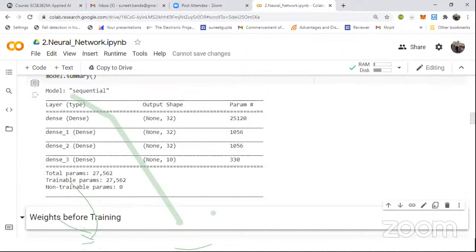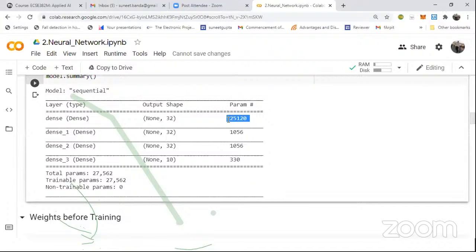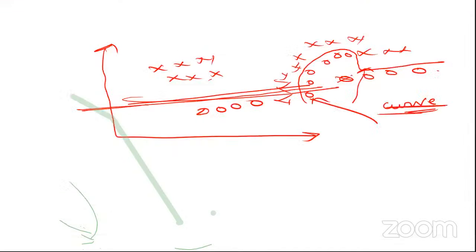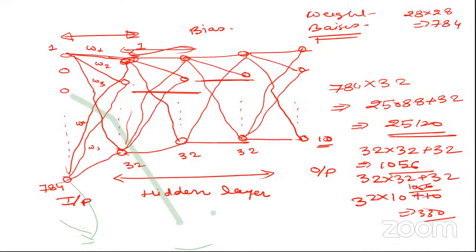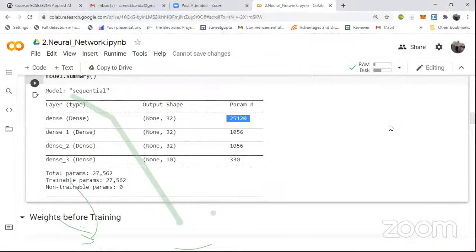Here you can see I have computed the number of parameters. Now 25120, then 1056, 1056. So you can see it here. In this manner, you can compute the number of parameters.